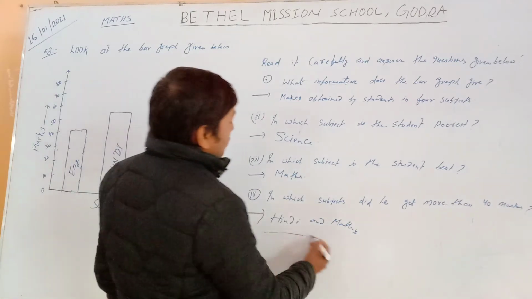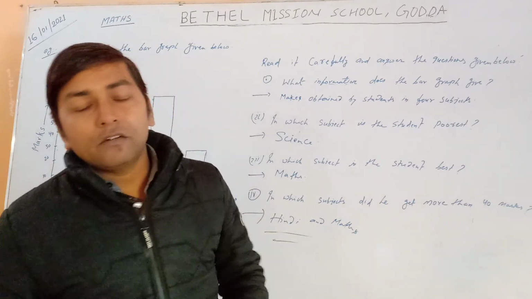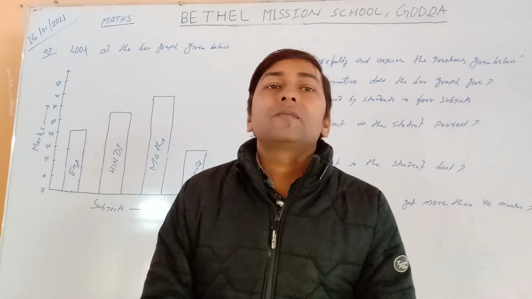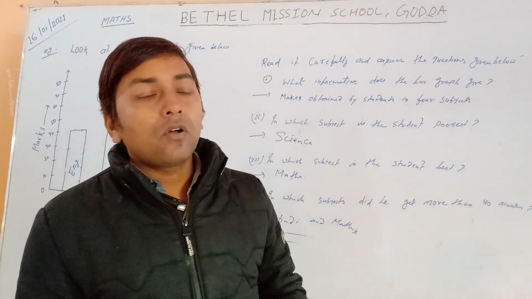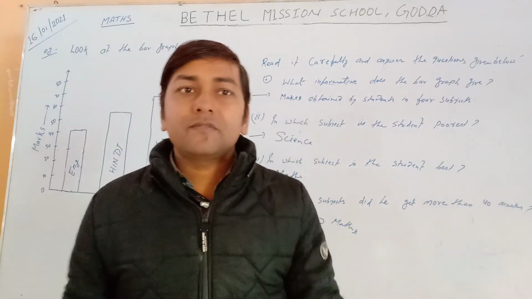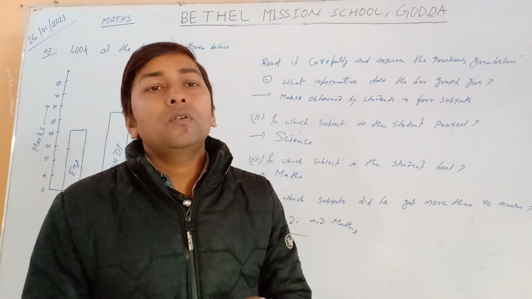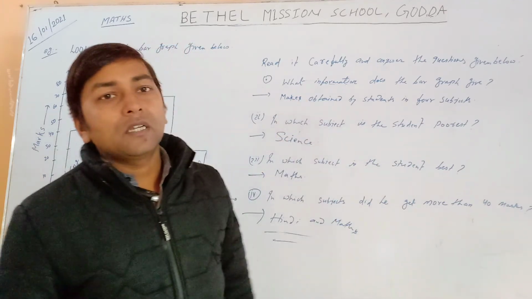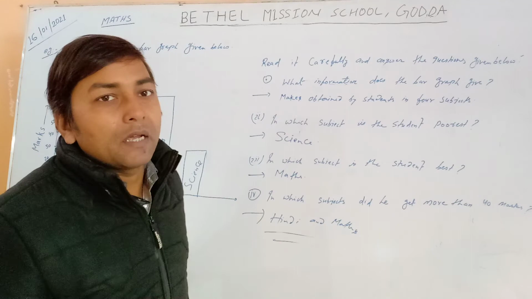Okay, so I taught you 2 types of question. When the numerical data has been given, you have to draw the bar graph, and the second type, when a bar graph has been given, you have to answer the questions after looking at and reading the bar graph.